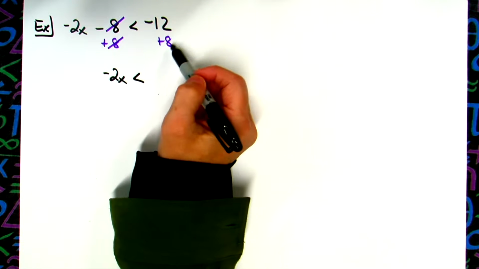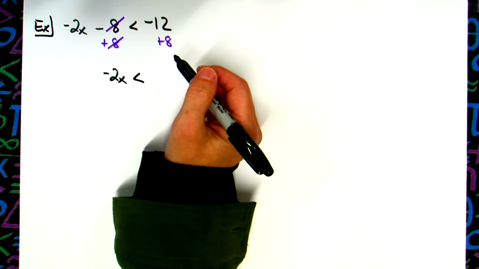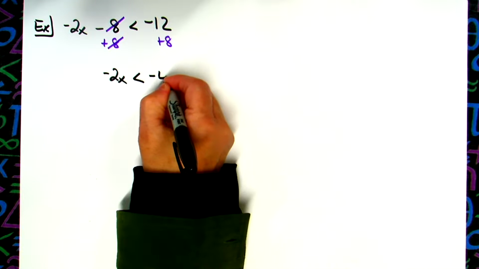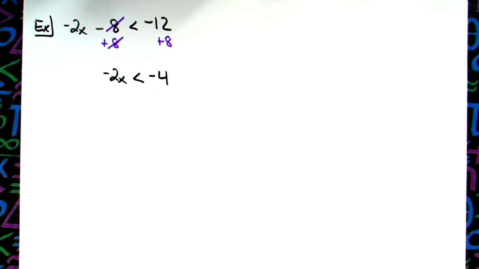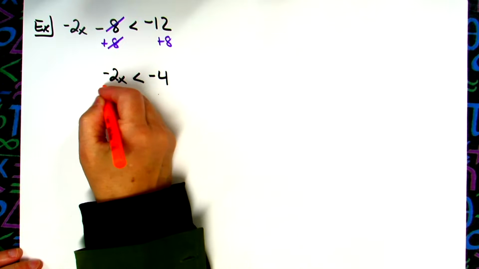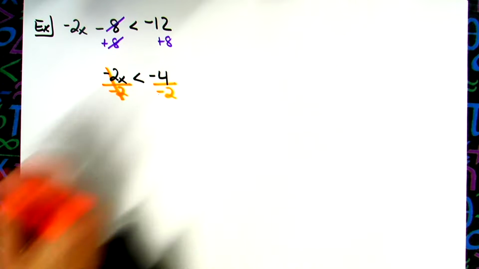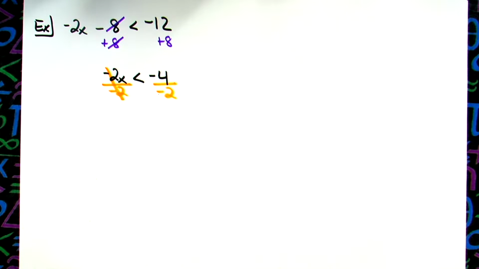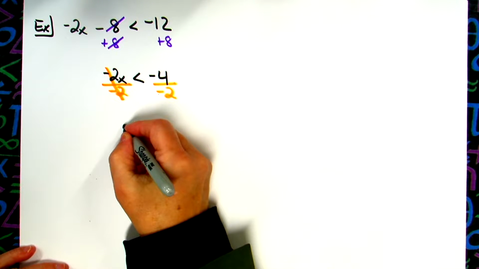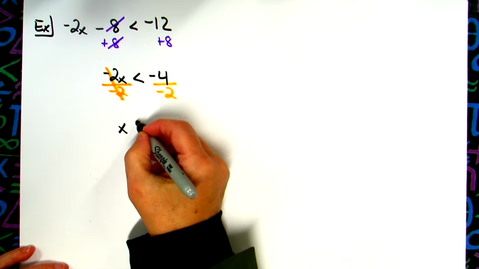Negative 12 plus 8 is, what's that? Negative 4. Now I'm going to divide by what number? I'm going to divide by negative 2. Do I need to flip the inequality? Yep. So I divide by that negative 2. I don't flip it until I get down to this last step when I write my x. Then I flip it.